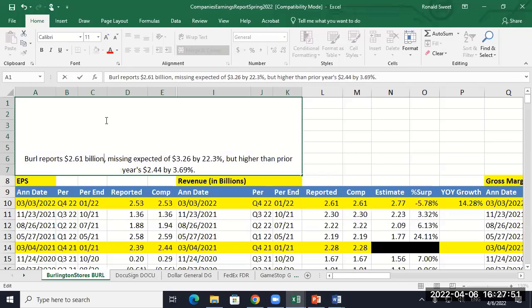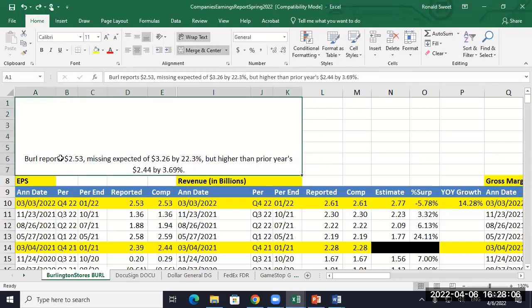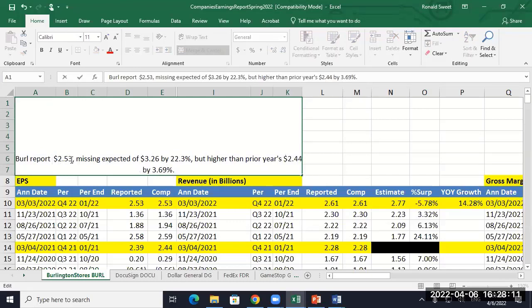Oh, you know what? I left something out, didn't I? Someone's asking me about a double column. I don't care how you do it. I think double column looks a lot more professional. What did I leave out here? I forgot to say what it was. So make sure you say what it is. Reported earnings per share of, you only have to say EPS once, so you don't have to say it each time. EPS of 2.53, missing expected, you don't have to say expected EPS. You can say missing expected of 3.26 by 22%, but higher than prior years, 2.44, by. So say EPS once, so we know it.